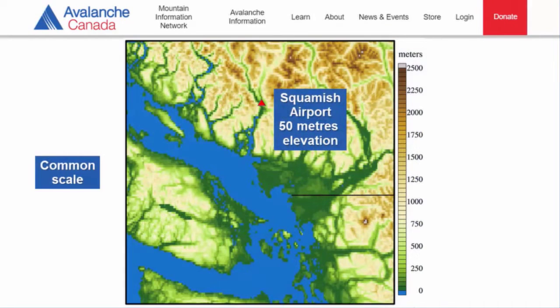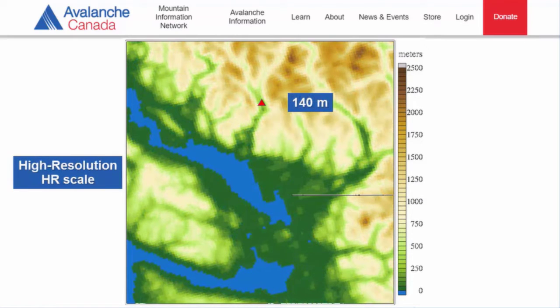Another consequence of decreasing resolution is that valleys are modeled too high. Squamish Airport is at 50 meters. The high-res model puts it at 140. That's close to reality, but the difference can be significant.